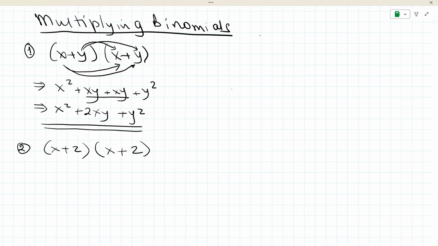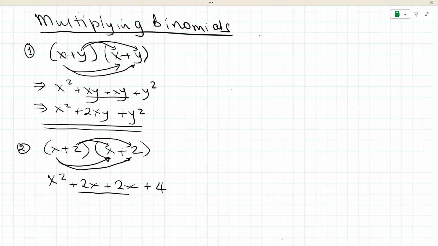Well, again here, every element in the first expression is multiplied by every element in the next expression. So x times x will give us x squared. Then x times 2 will give us 2x. And then 2 times x will give us another 2x. And then 2 times 2 will give us 4.